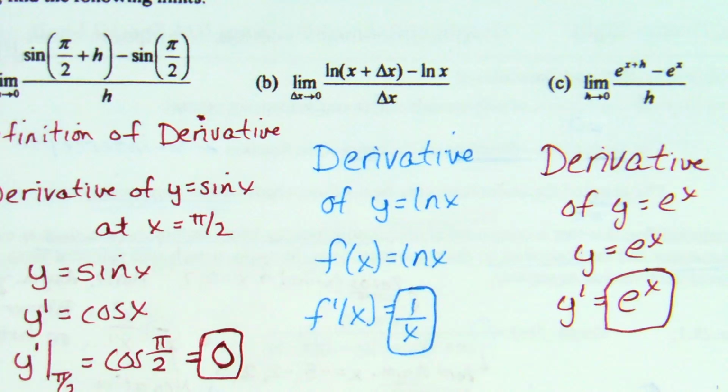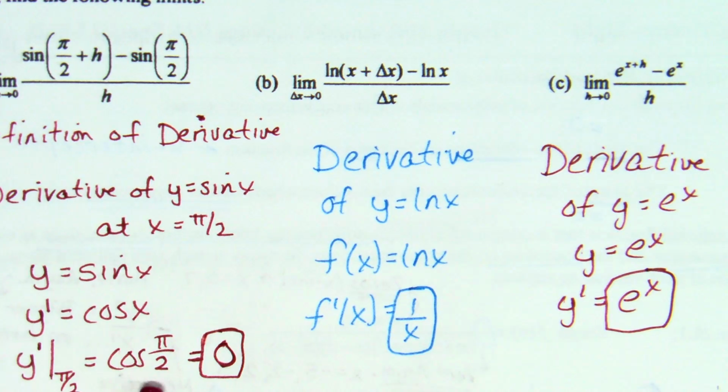Yes. Why was A 0? Why is it not 0? Because we had to plug in pi over 2. Yeah. Because pi over 2 is right here, and the cosine of pi over 2 is 0.